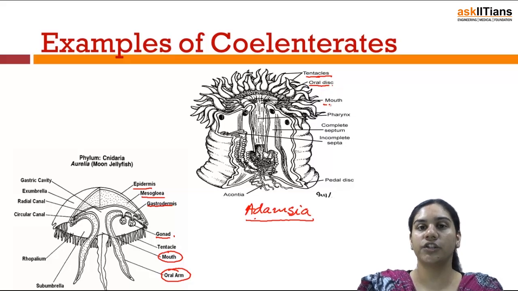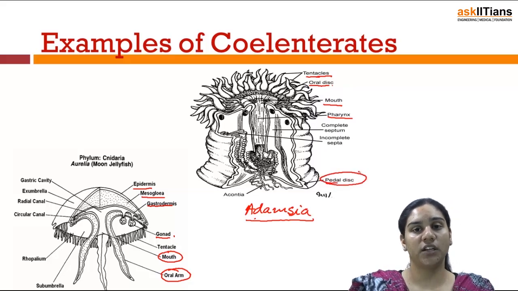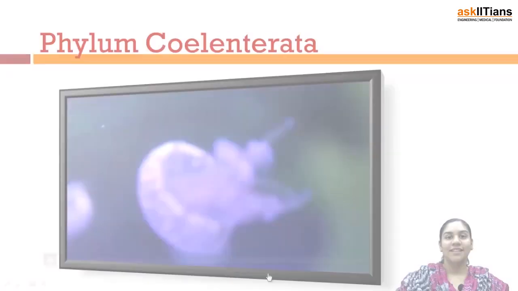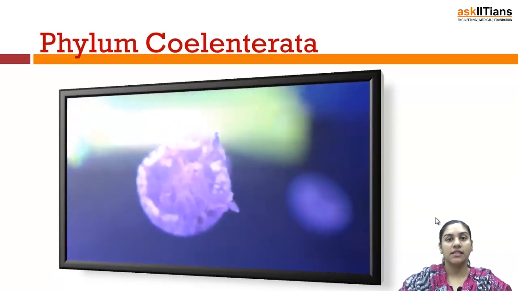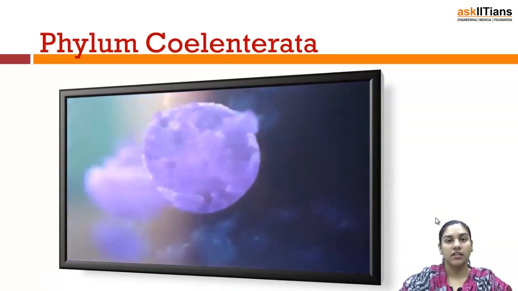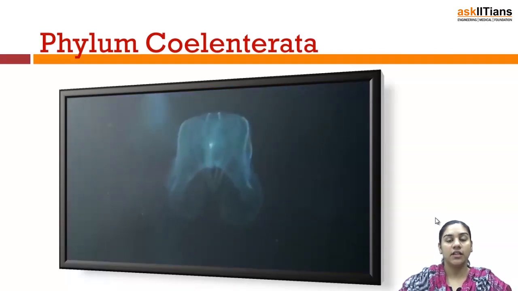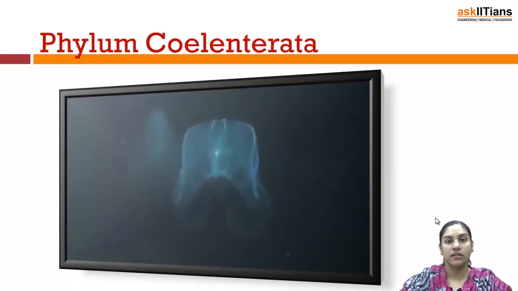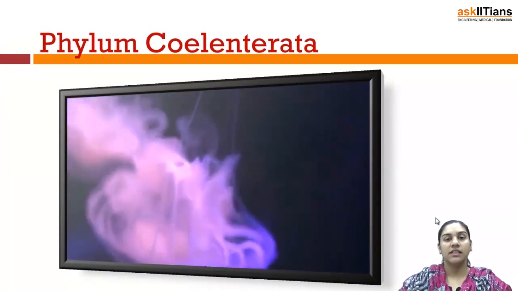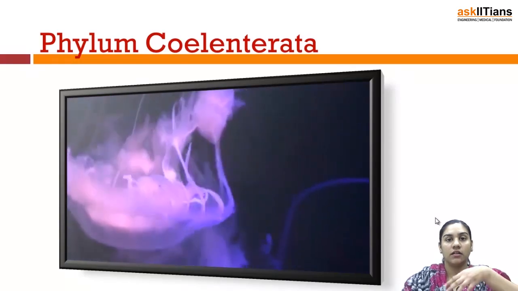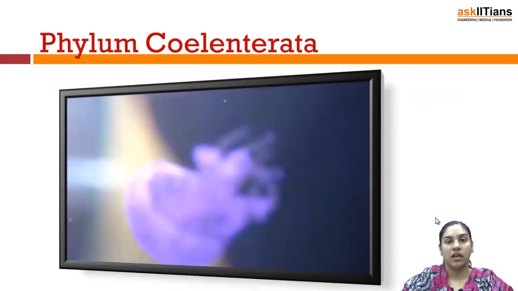A mouth is present, which leads to the pharynx, and there is also a pedal disc which helps in the attachment of these organisms to their substratum. The phylum Coelenterata, also known as the phylum Cnidaria, due to the presence of specialized cells called cnidoblasts, which are stinging in nature. The body cavity in the coelenterates is known as the coelenteron, hence the name Coelenterata. So there are two names on the basis of two characteristic features present in this phylum. These cnidoblast cells are present on the tentacles which are around the mouth of these organisms, and these tentacles help in catching of the prey because they have cnidoblast cells.